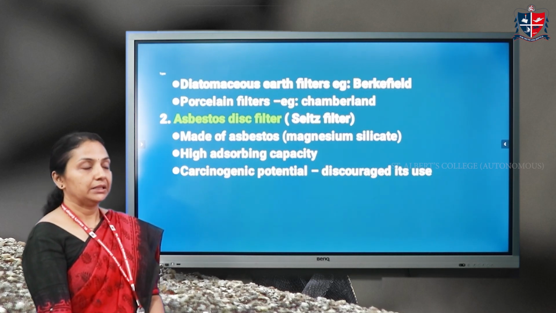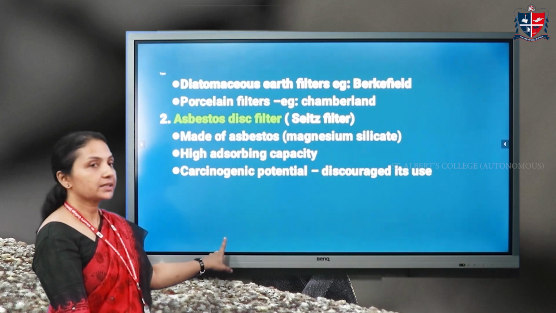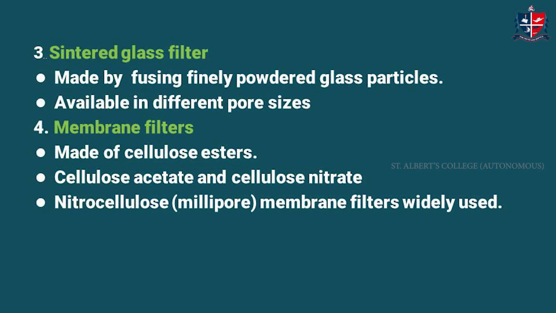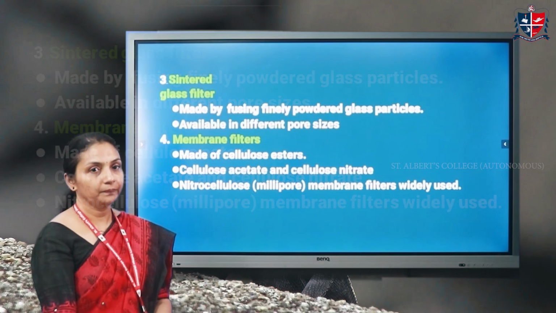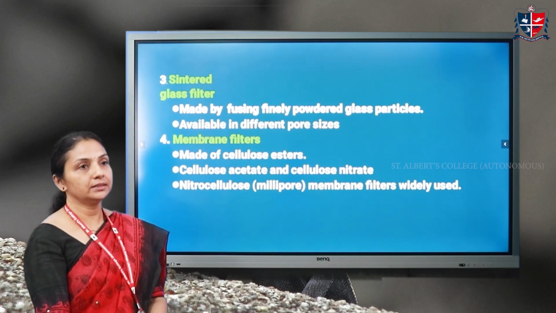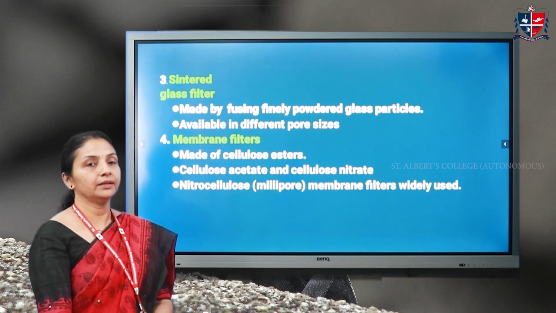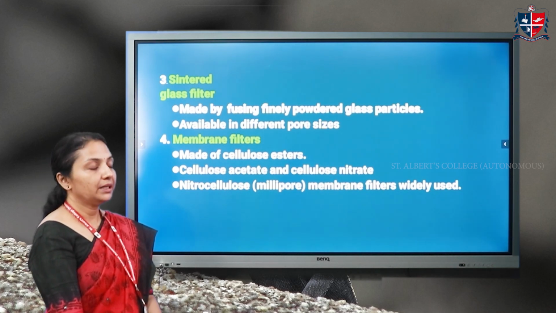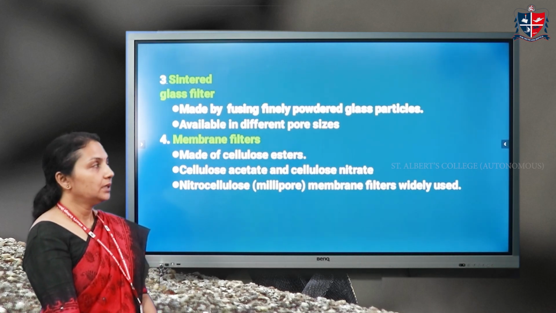Asbestos is chemically magnesium silicate and it has a high absorbing capacity, but it has been discouraged due to its carcinogenic potential. The third one is sintered glass filters. Sintered glass filter means it's made by fusing glass particles, and this is also available in different pore sizes.